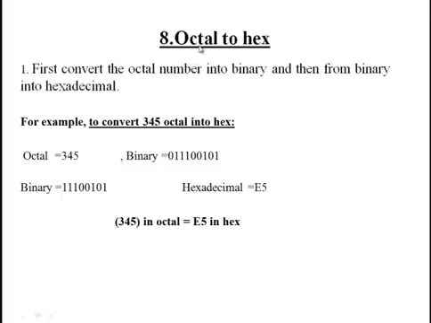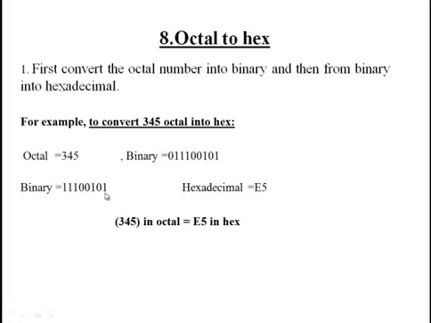Vice versa, if we have to convert octal to hex, we first convert the octal number into binary and then binary into hex. For example, if we have to convert 345, say this is the octal number, into hex, we write each digit in terms of 3 bits. 3 is written as 011, 4 as 100, 5 as 101. So the binary equivalent of 345 is 011100101, and this binary is to be converted into hex.